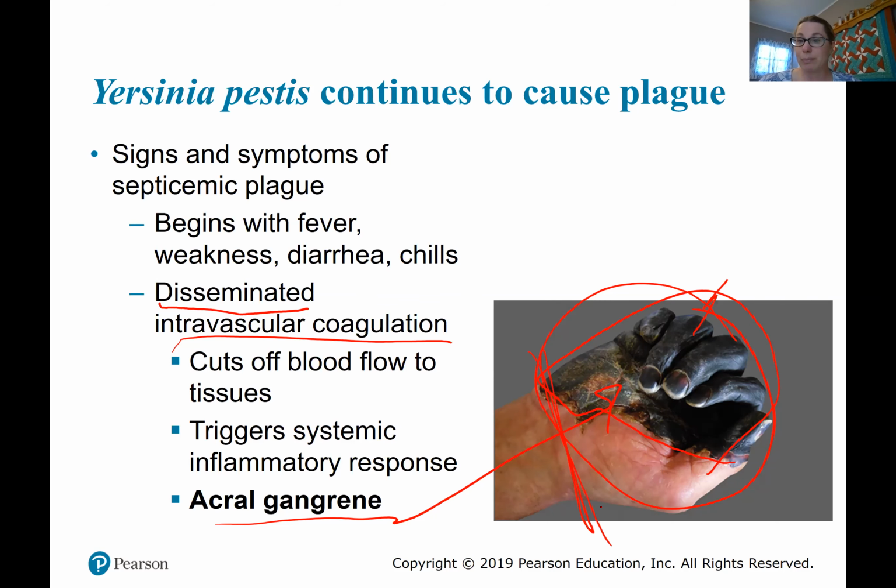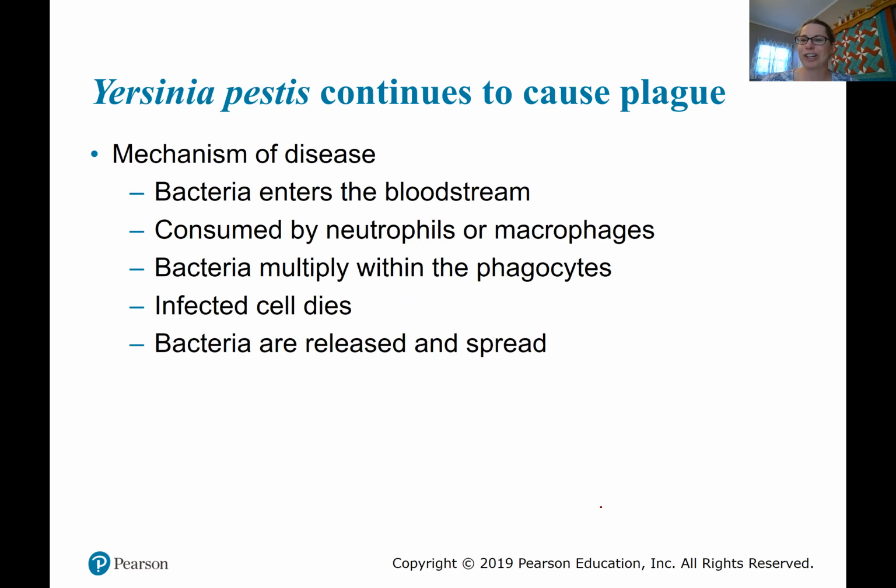Okay, but that's why they call it the Black Death, because back during the pandemic plague times, there weren't antibiotics. Those patients a lot of times did get black tissues. So, mechanism of disease: bacteria gets in the bloodstream.